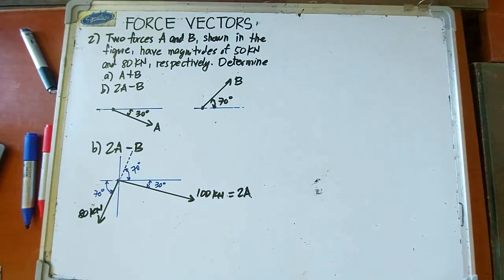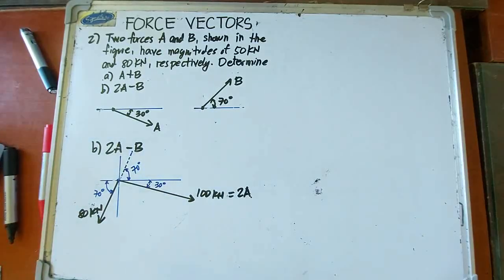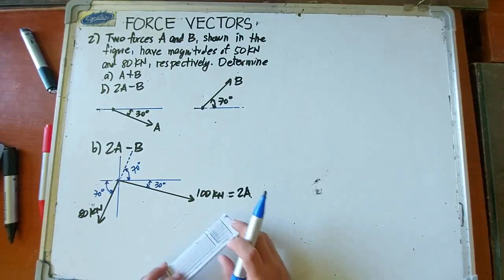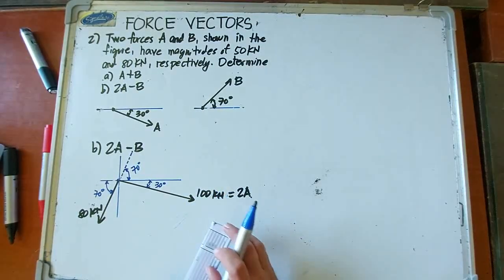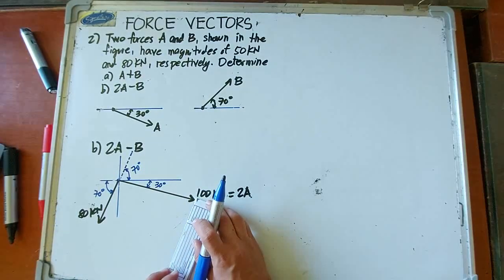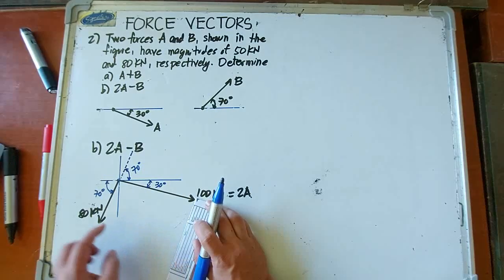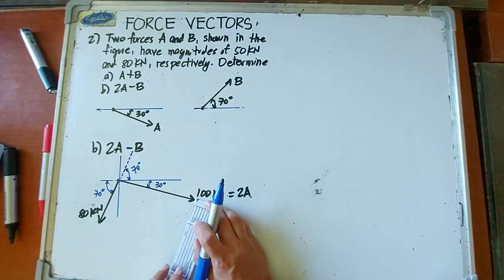Okay, so same pa rin yung process natin. We solve the resultant using the parallelogram method. Again, paulit-ulit. So, paano i-apply yung parallelogram method? So, from the head of this force, mag-drawing tayo ng parallel line relative to the 80 kilonewton force.